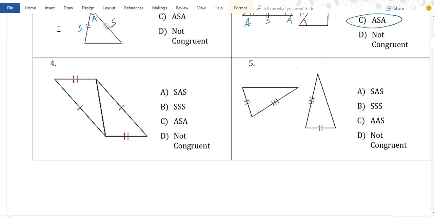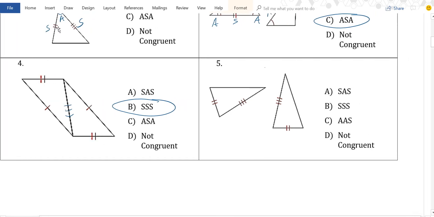Alright, looking at question 4. We got some sides. Now our reflexive property comes into play. We see that this shared side is going to be congruent to itself. So we got side, side, side. We look around, right? We see each triangle has those sides congruent. So number 4 is B, side, side, side.